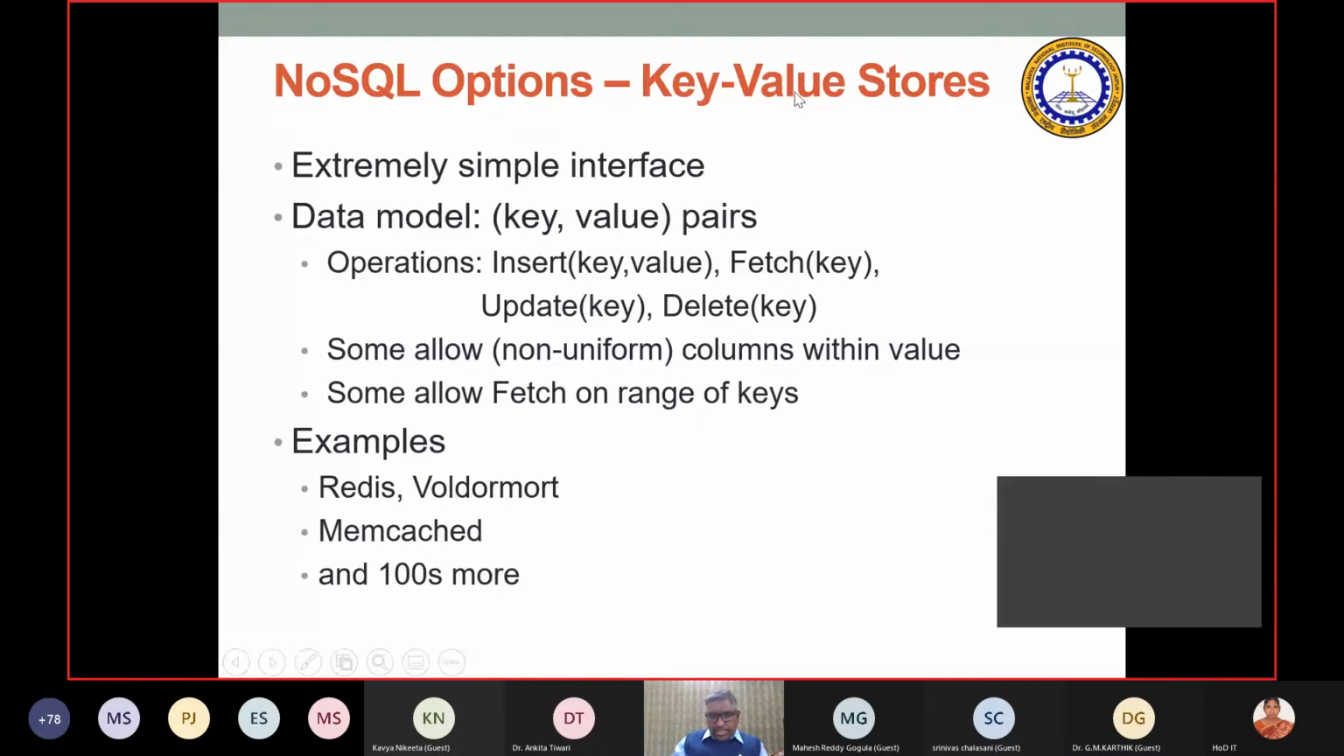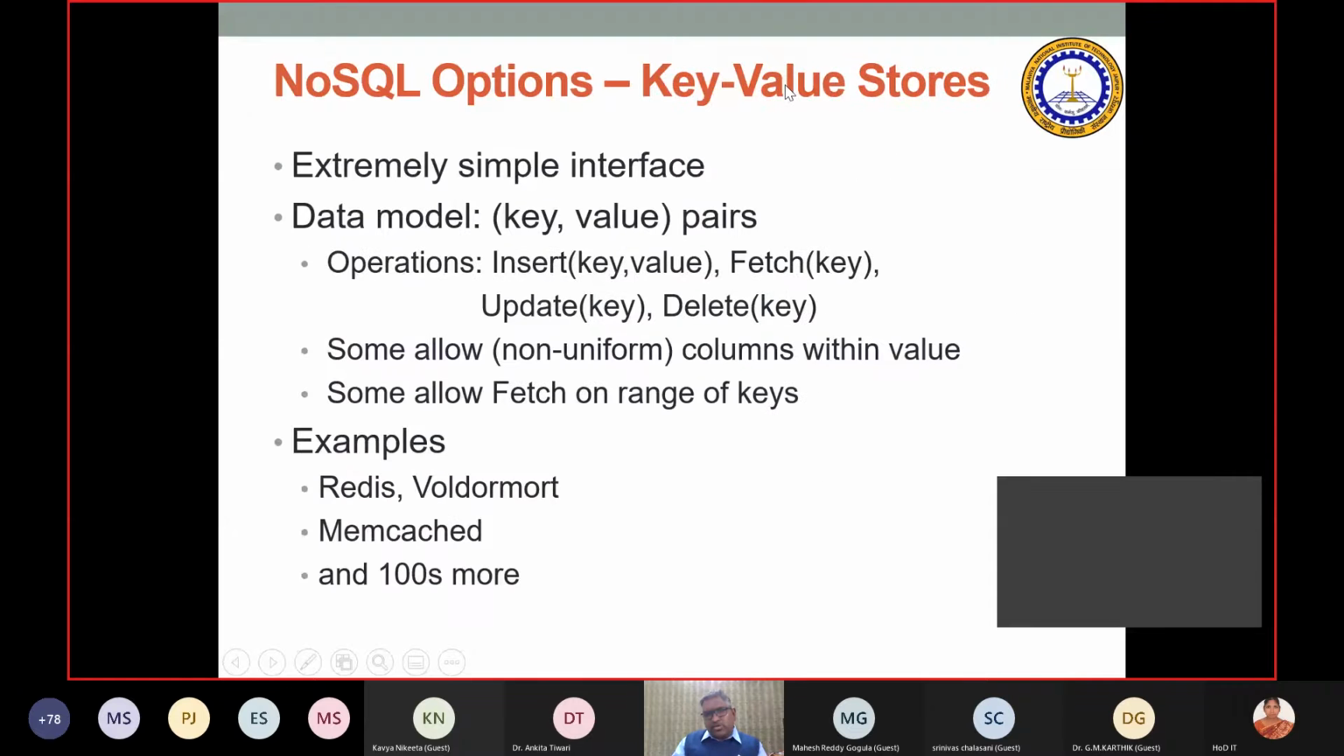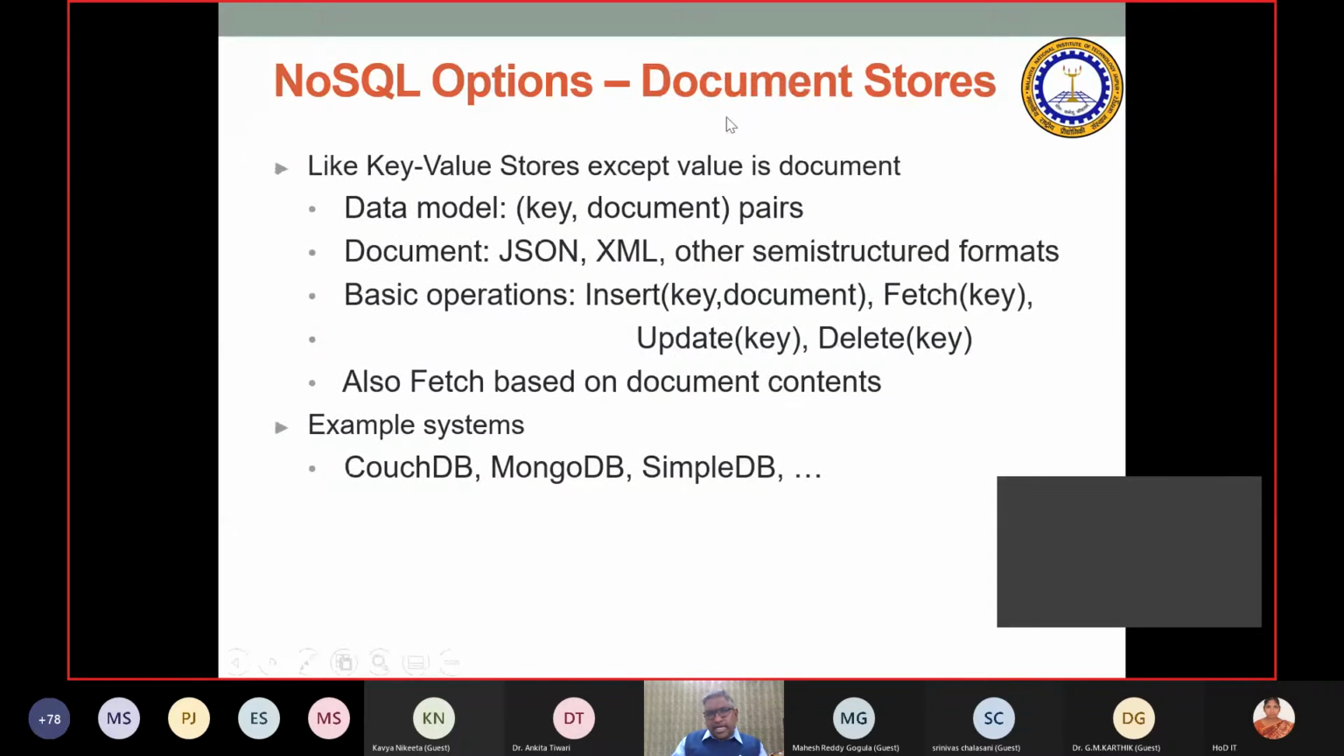So the key value store is the first type. The second one is the document store. It is like a key value store, except that the value is a document. Earlier it was a key value store, and this is a key document store. So instead of a value, the value is a document. It's called the document stores. It's a data model where you have a key and a document pair. The document is basically a JSON file. JSON is JavaScript Object Notation. It's a newer format like XML.